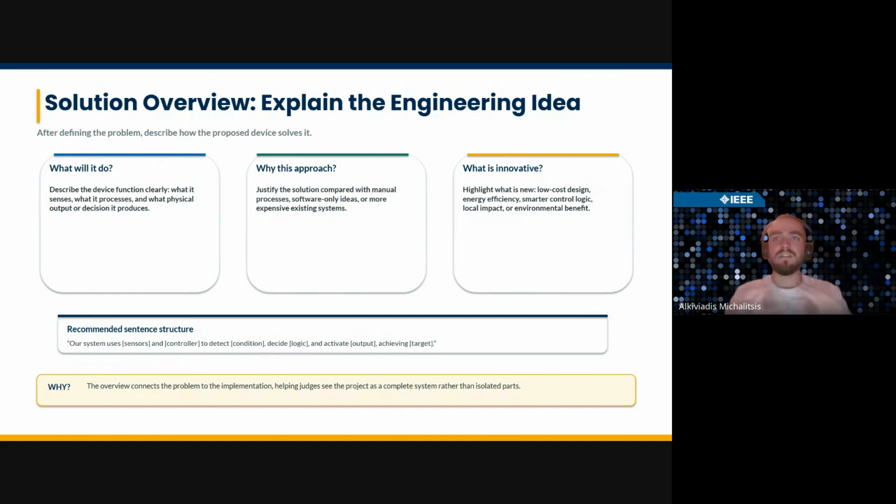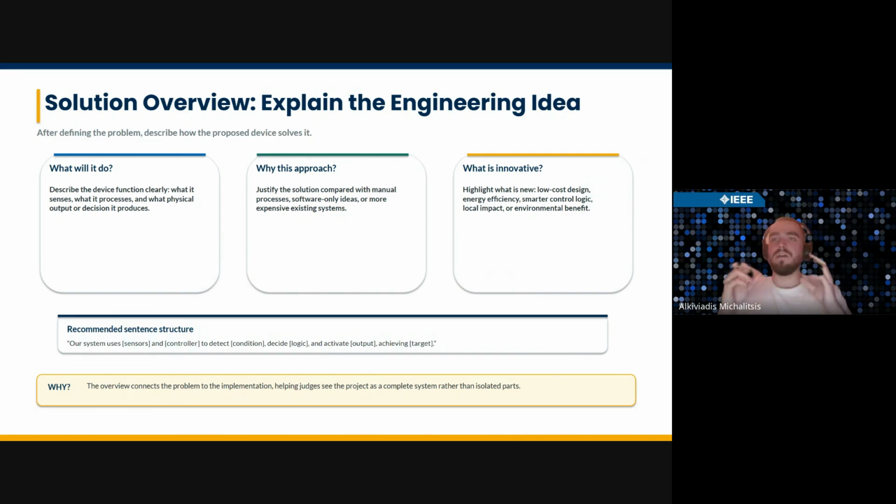Here is some recommended sentence structure that I added. You can say, for example, our system uses this kind of sensors and this kind of controller to detect this kind of condition. You decide the logic, and then you activate something, which is the output, achieving this specific thing, which is the target. So the overview connects the problem to the implementation.